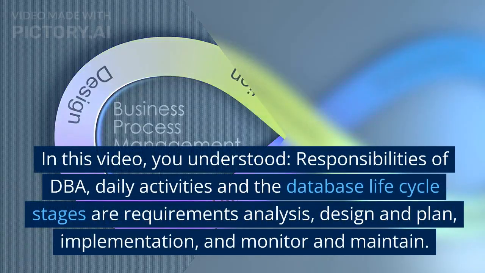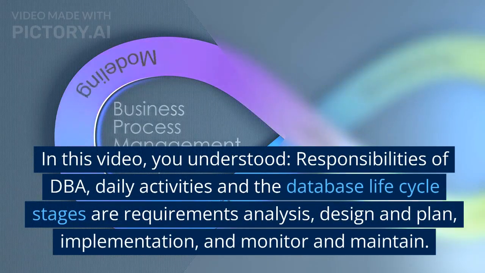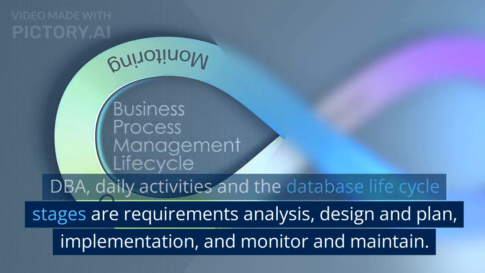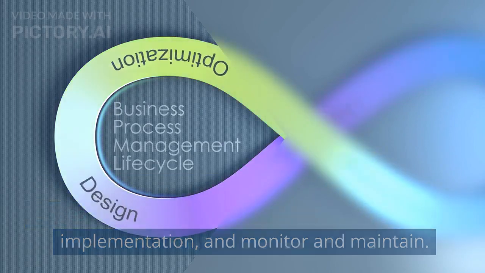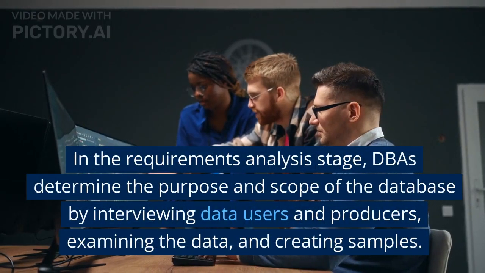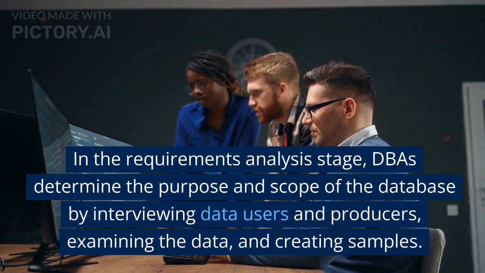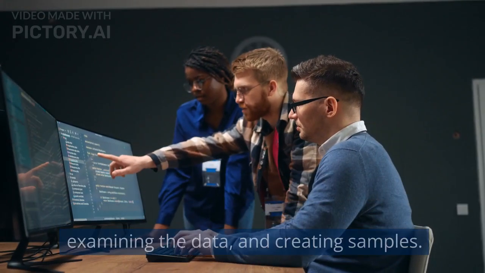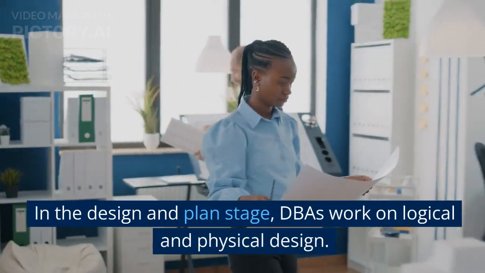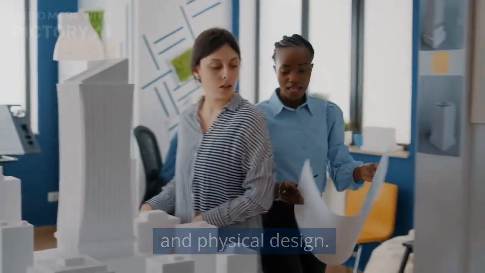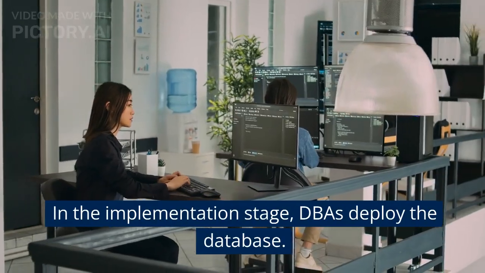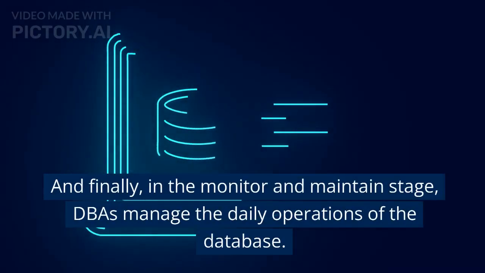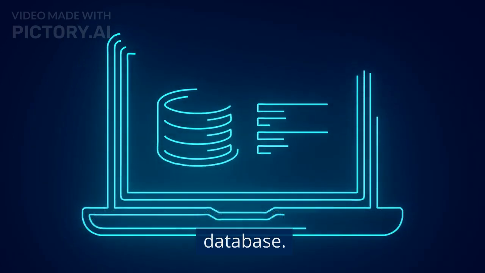In this video, you understood the responsibilities of a DBA, daily activities, and the database lifecycle stages: requirements analysis, design and plan, implementation, and monitor and maintain. In the requirements analysis stage, DBAs determine the purpose and scope of the database by interviewing data users and producers, examining the data, and creating samples. In the design and plan stage, DBAs work on logical and physical design. In the implementation stage, DBAs deploy the database. And finally, in the monitor and maintain stage, DBAs manage the daily operations of the database.